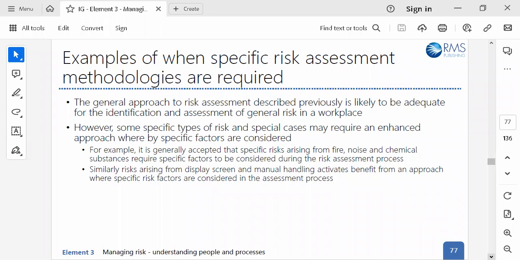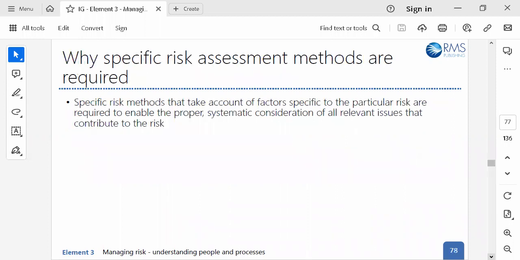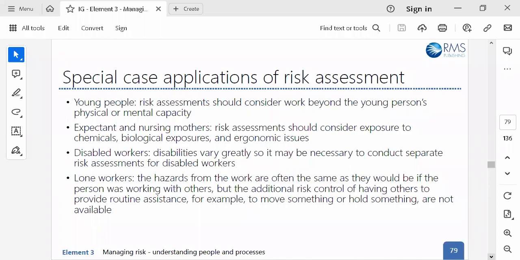Moreover, when we are preparing the risk assessment, we need to consider the lone worker, the disabled worker, maybe a pregnant woman, maybe other young workers. So we need to consider these factors also. Specific risk methods that take account of factors specific to the particular risk are required to enable the proper systematic consideration of all relevant issues that contribute to the risk. Okay, so special case application of risk assessment.